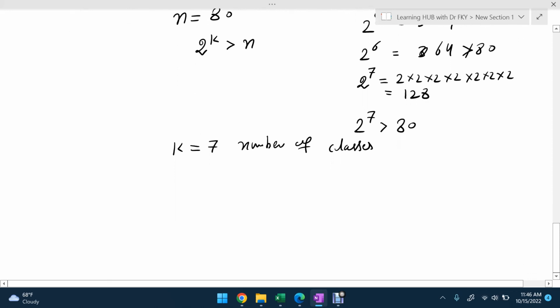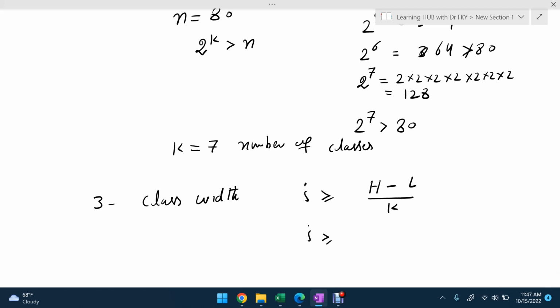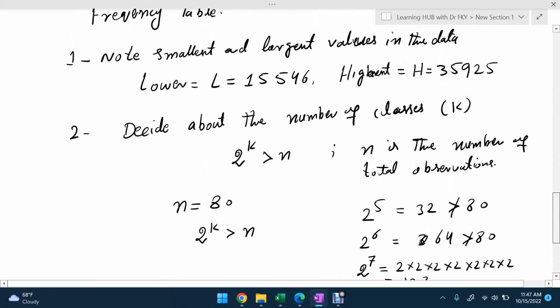Now we need to decide about the class width. Third step, class width, which is equal to I. Suppose this is the class width. I discussed this already in the previous video. I is greater than or equal to (H minus L) divided by k, where H is 35,925.